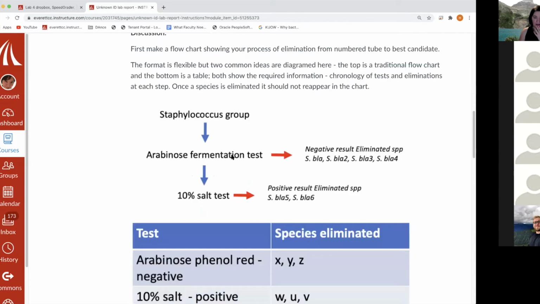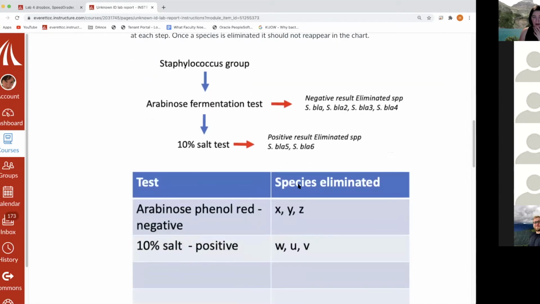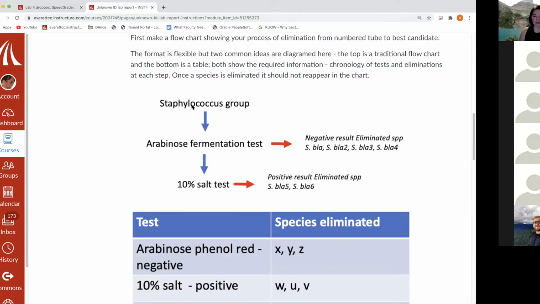Okay, the discussion, the flow chart. There's some examples here. These are the 2 most common. They're not the only way to go, but I would suggest if you're going to deviate from this, maybe ask me about it, make sure it's not something that isn't going to be acceptable. So you start with your group and then you talk about each test you did in chronological order of when you did it. And so you name that test and then you list every single species by name that you eliminated.